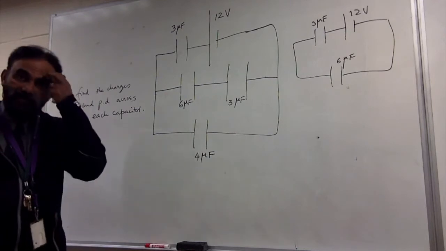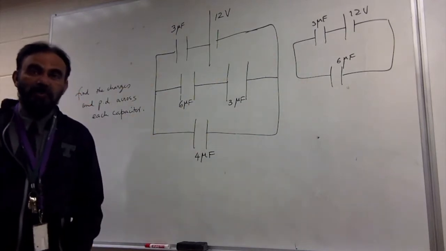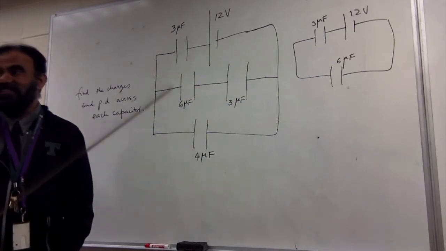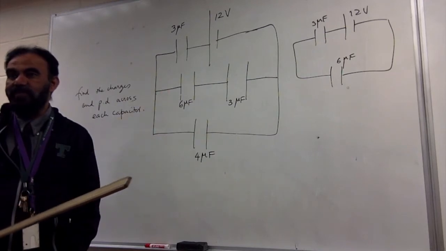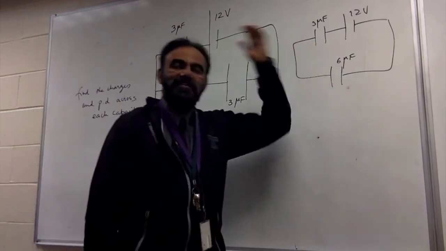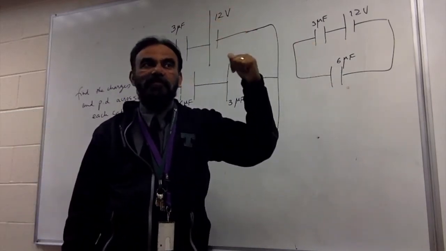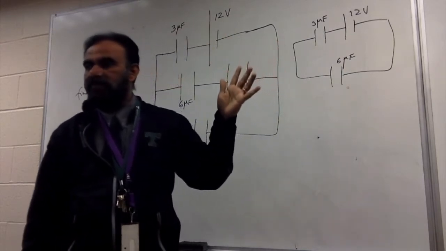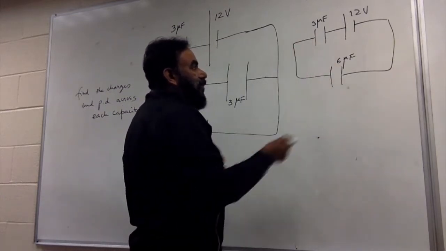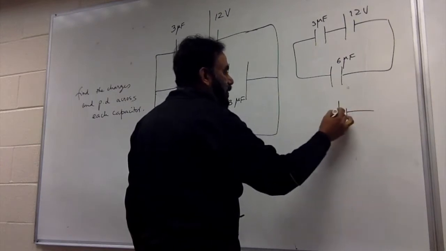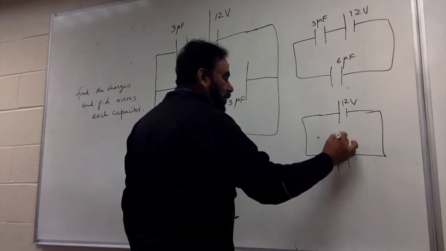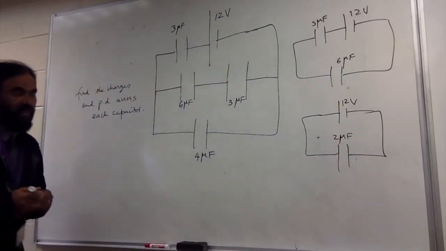Now what do you see? 6 and 3 are in series. Capacitors in series are just the opposite. Think always reverse. The moment you come to a series, resistors in series add them up, but capacitors in series the other way around. Product over sum. So 6 times 3 over 6 plus 3. These are not in parallel, these are in series. So that is 2, so finally you have just one capacitor, the equivalent capacitor of 2 microfarads. Is that clear so far?